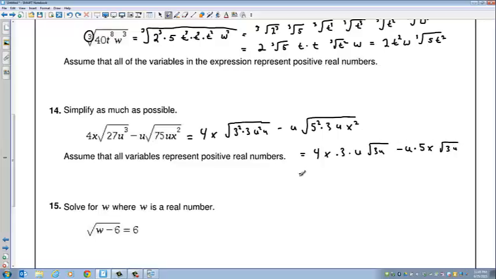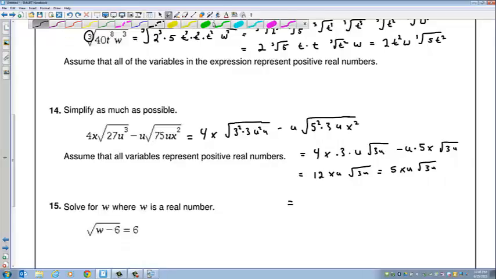Now let me clean it up a bit. So I have 4 times 3, which is 12. And then I have xu and square root of 3u, minus, then I have 5 x times u and square root of 3u. So these are actually like terms in the sense that when you look at them, you have 12 of these. Oh, and I'm not sure why that says equals.